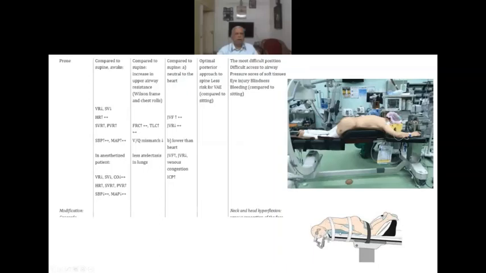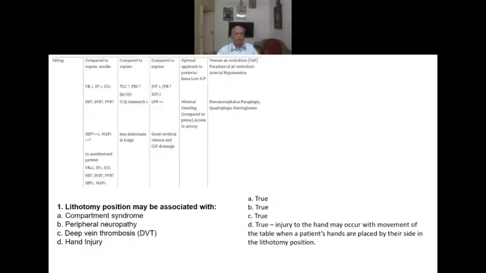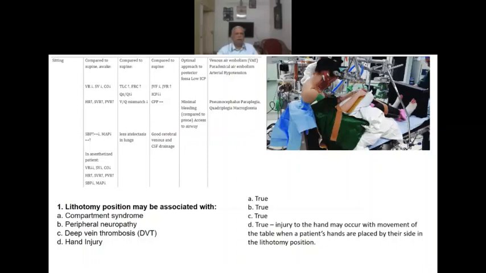Okay, so this causes a problem with the airway, and the tube portion has to be taken care of. And this is another tabular column, continuing for the sitting position. So this is how the sitting position is adopted, and you can see the legs are kept elevated to prevent hypotension.